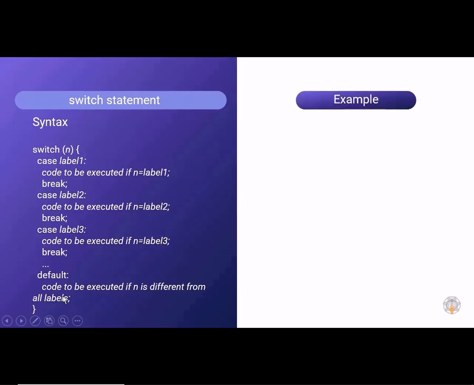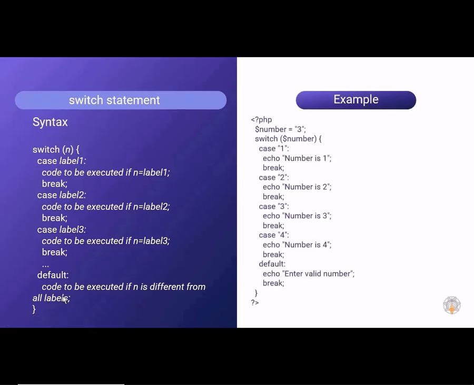So let's see an example. Here I am declaring the same number 3 as a variable. Switch number, I am checking this 3 with case 1. If this condition is true, then it will print number is 1. If not, then it will come to case 2. If number is double equal to 2, then it will print number is 2. Else, it will come to case 3. If number is double equal to 3, then it will execute the case 3 block statement.